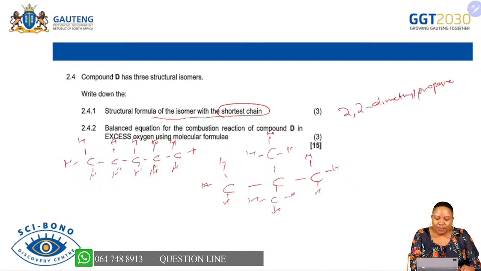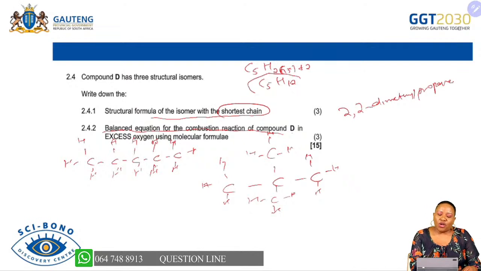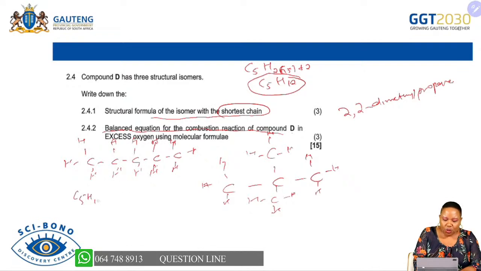And then the last one says write down the balanced equation for the combustion of D. Our D we know is our alkane, which is pentane, so we know it's C5H12. So it means now we already know the molecular formula, and we can now write the balanced equation, which is going to be C5H12 plus O2, giving us carbon dioxide and water.